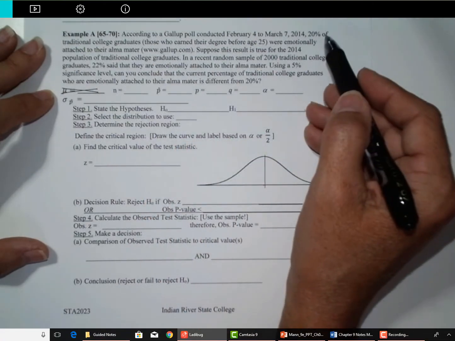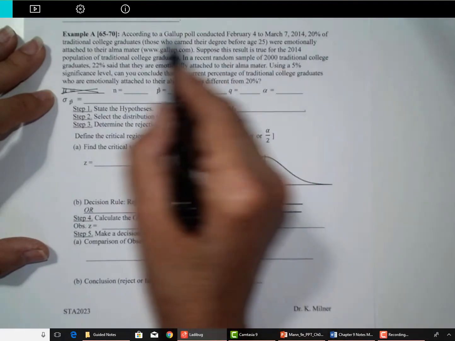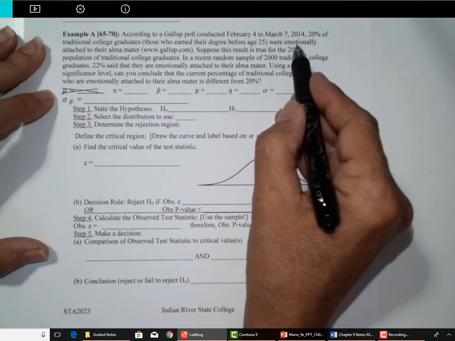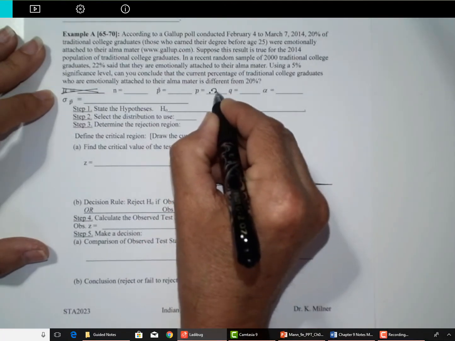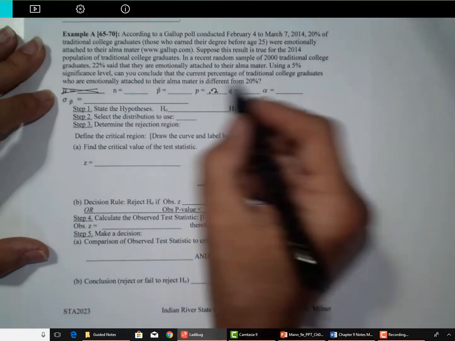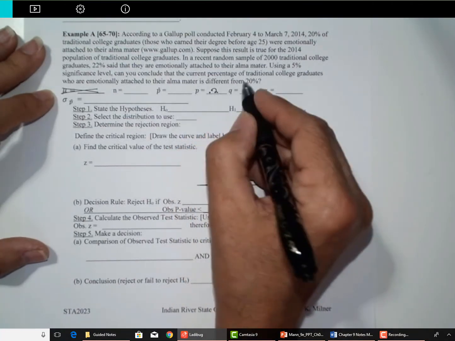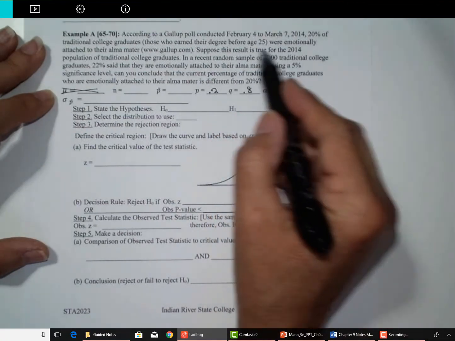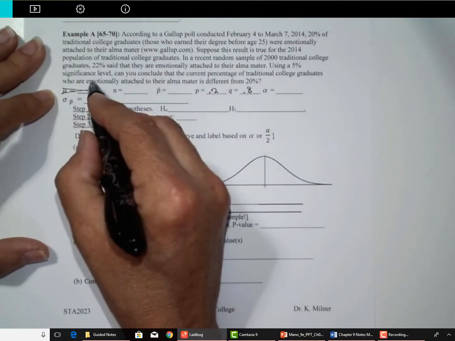So let's go back to our problem and see what it says. According to this poll, 20% of those who earned their degree before 25 were emotionally attached. Well, now that's going to be our population proportion. If I know my population proportion, I can say 1 minus p, and I can get q. So I'll go ahead and do that. Now they're saying that's true of the population. That's how I know it's a population proportion.